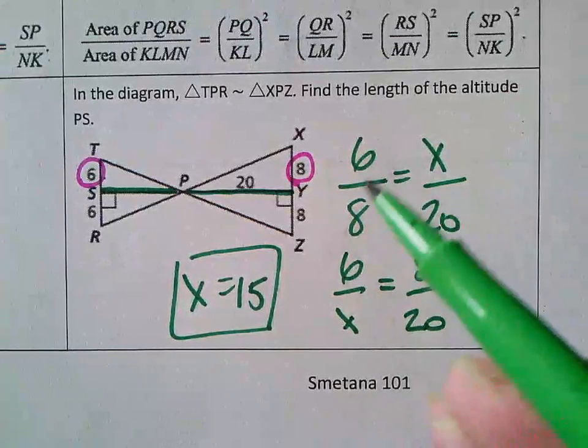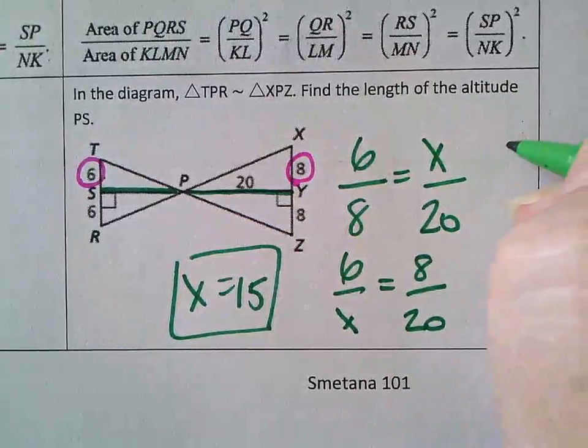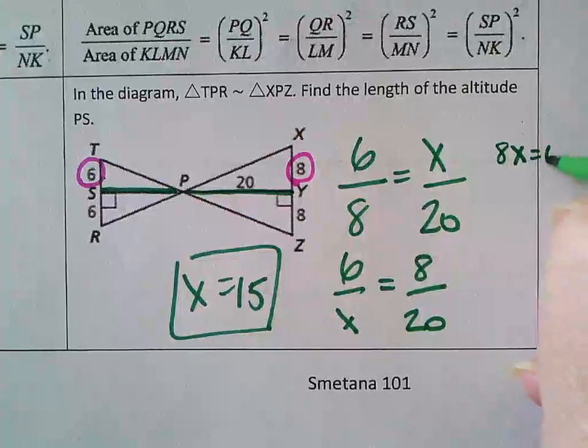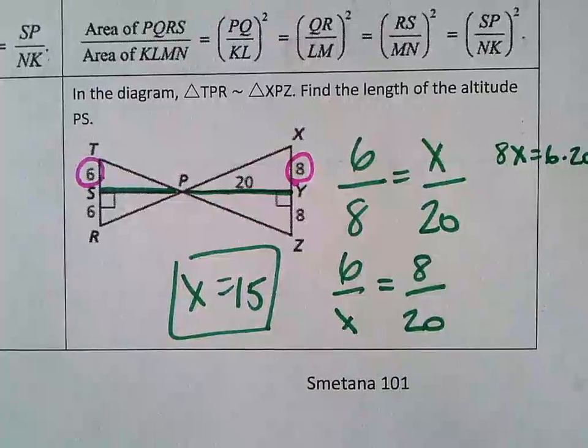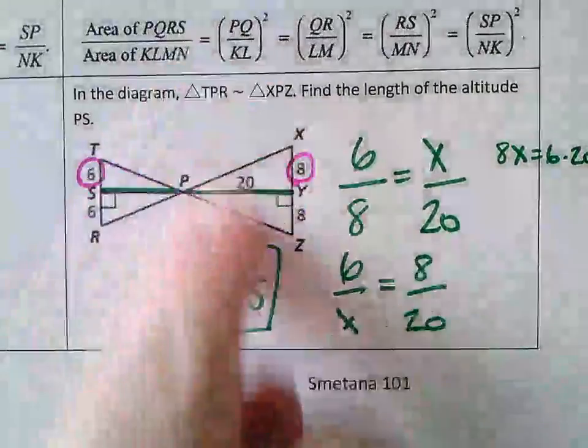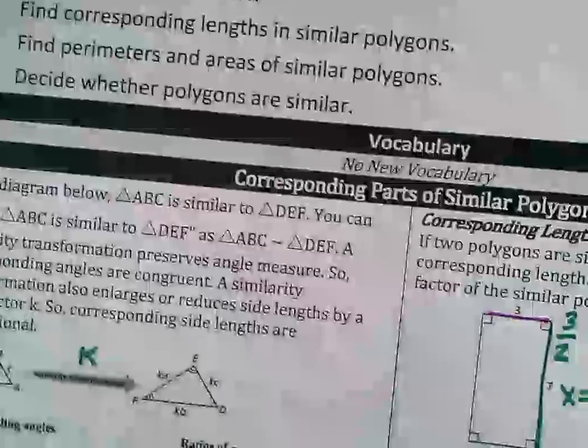And you can see you're dividing by the same thing. Because when you cross multiply this, you would end up with 8x equals 6 times 20. You're cross multiplying. Okay, that's just calculator work at that point. Once you set up your problem, that's the geometry. Then it becomes calculator work. So let's take a look at the next problem.